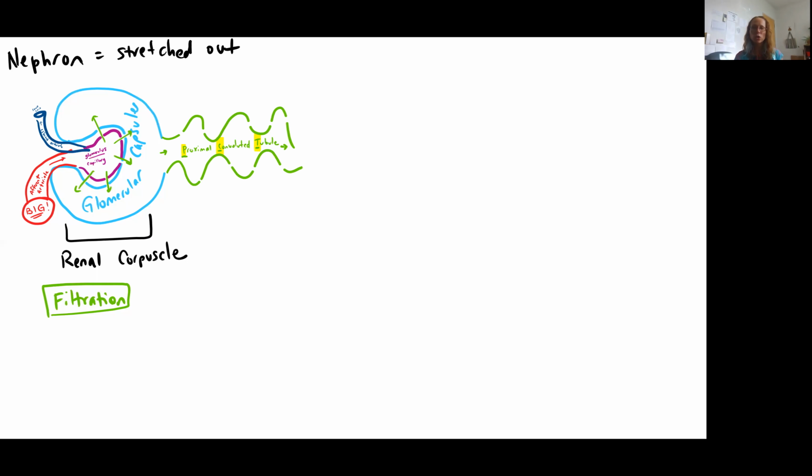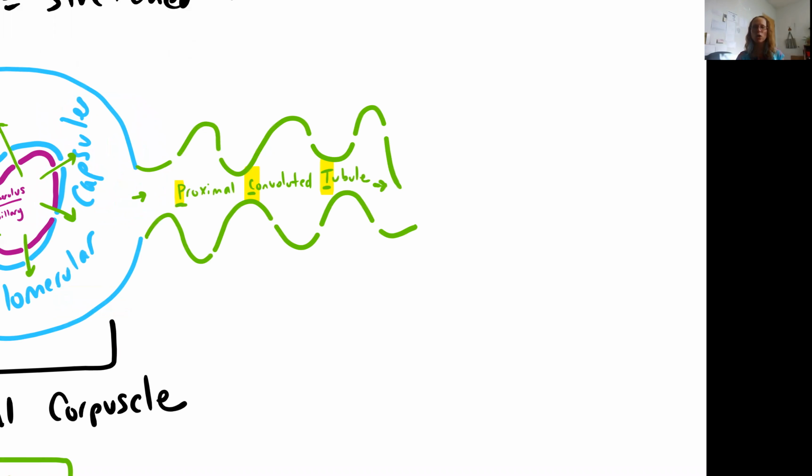The first tube that the fluid moves into is called the proximal convoluted tubule. Proximal because it's closest to this capsule, meaning the filtrate is brand new and this is its first stop. The term convoluted, my definition of that is twisty-turny. So we're going to see that there are lots of bends and kinks in this tube, and then of course tubule just means tiny tube.